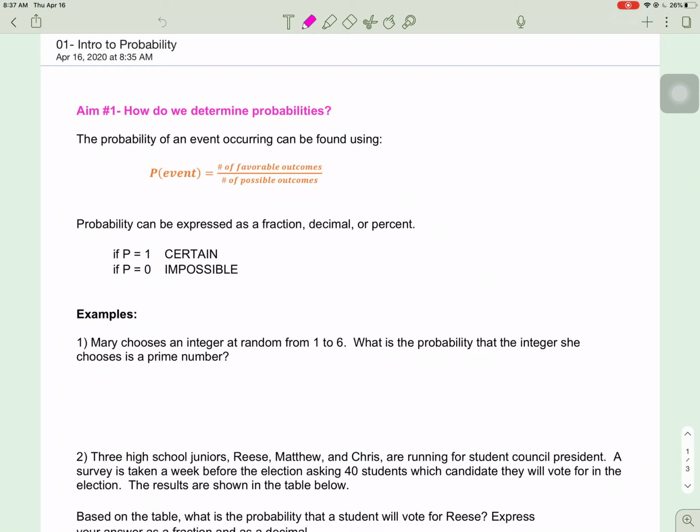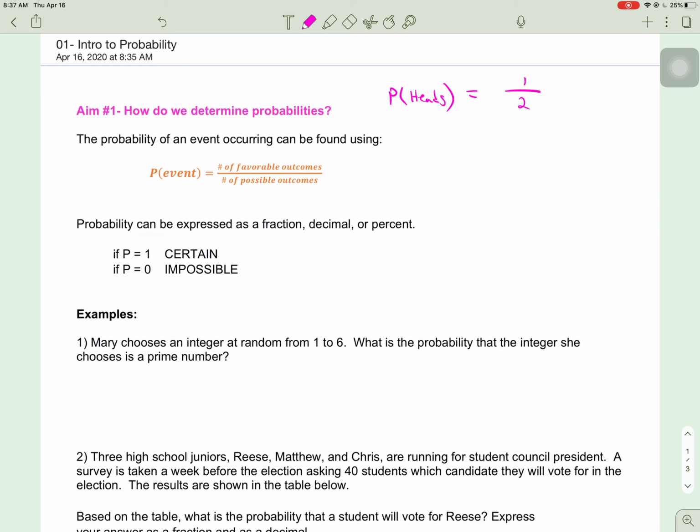Well, the definition of a probability of an event occurring can be used following this right here. The probability of any event is the number of favorable outcomes, what you're looking to happen, over the total number of outcomes, right? And the easiest way to think about this, think of flipping a coin. What is the probability of getting heads? And we know that there is one way to get heads out of two possible outcomes.